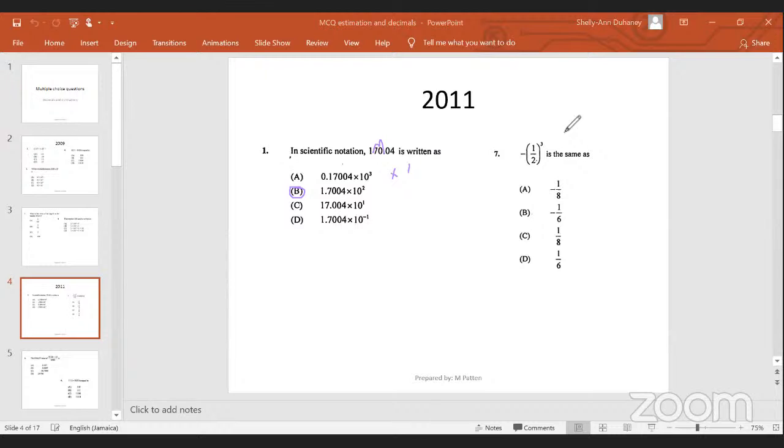Great job. All right, number 7. Negative a half raised to the third power is the same as A. A. A.